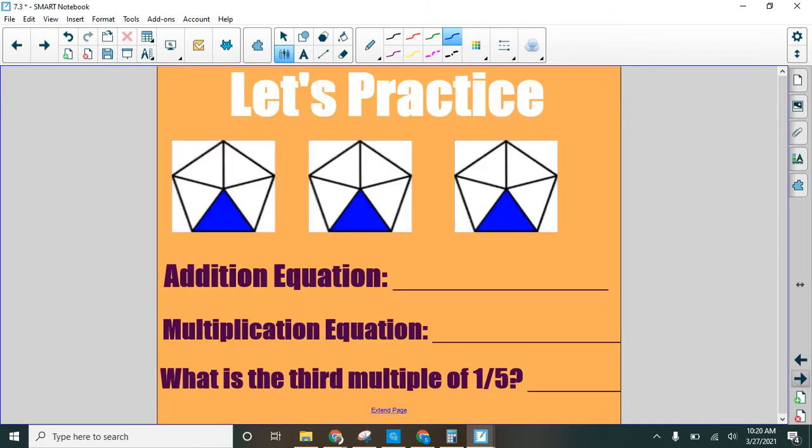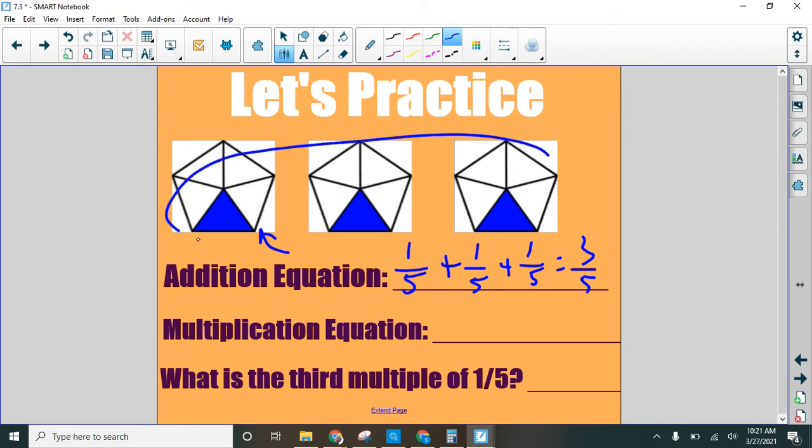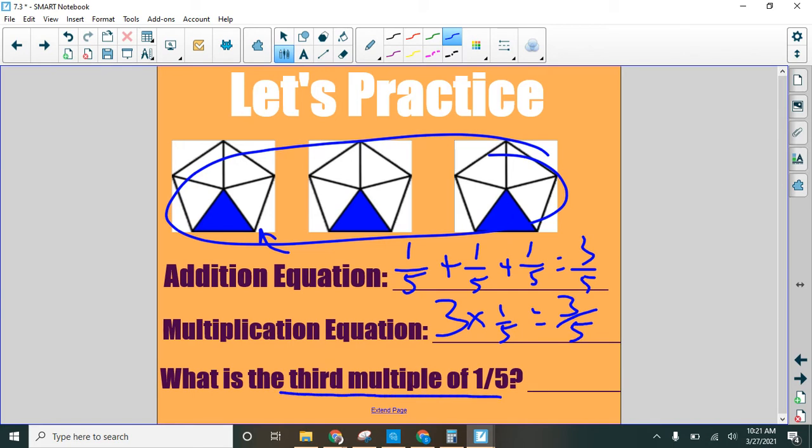Okay, so let's just do a quick practice of this. If we had to write this as an addition equation, we would write 1/5. This one is 1/5, right? So is the next one. So is the third one, equals 3/5. We could multiply this, right? This is 3 groups of 1/5 equals 3/5. What is the third multiple of 1/5?